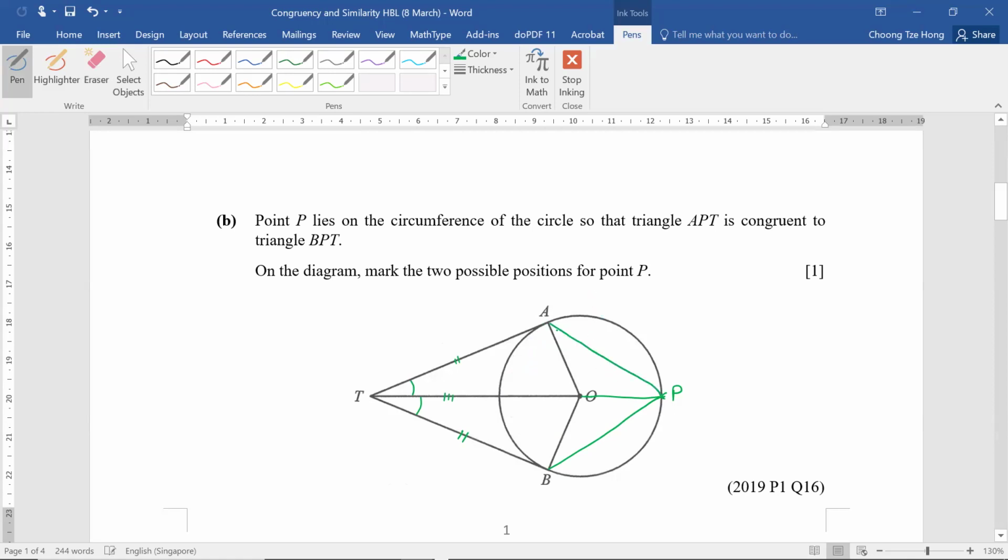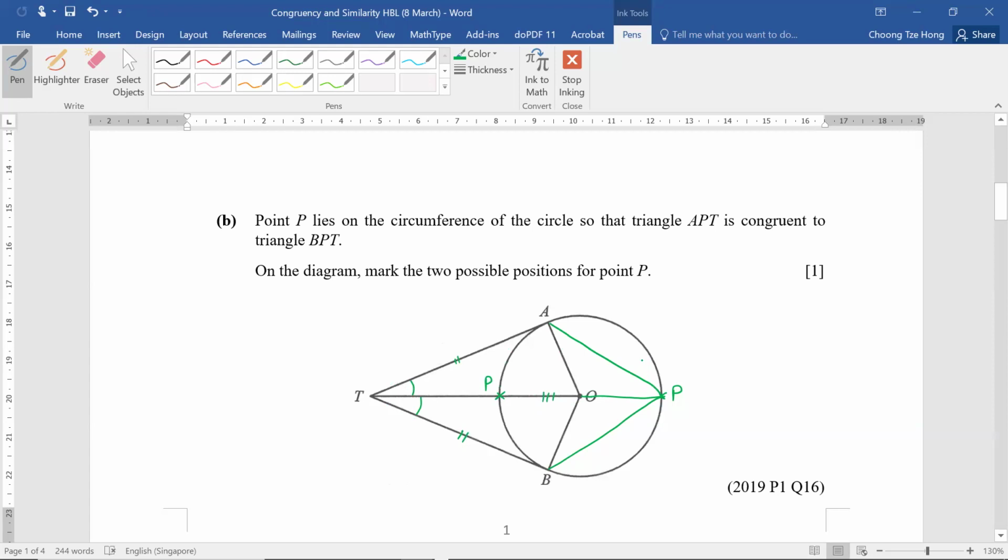So you can see that now triangle APT will be congruent to triangle BPT. Why is that so? Same thing. AT equals BT, so one pair of corresponding sides. Angle ATP equals angle BTP, so those two angles are equal. And then same thing, PT is the common side. So by the SAS test for congruency, these two triangles are going to be congruent. So the two positions for P will be one over here and the other one, extend the line TO to touch the circumference and it will be at the other side.